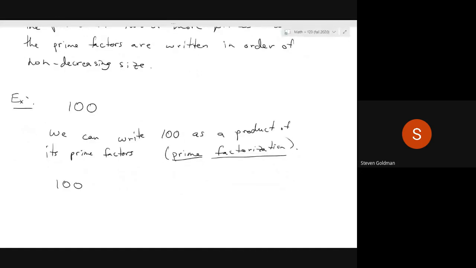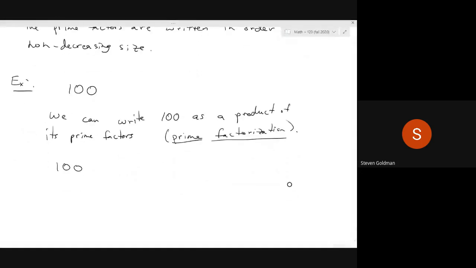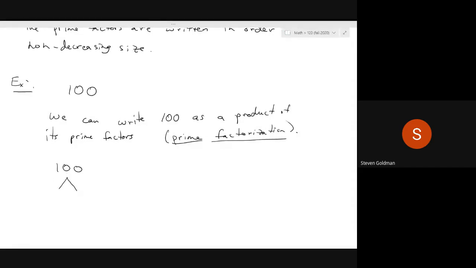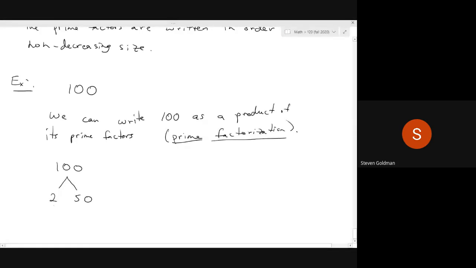One way to do that would be to use a factor tree. I don't know if anyone remembers ever using a factor tree before. The way a factor tree works is I think of two numbers that I can multiply to get 100. Give me two numbers that I can multiply to get 100. 2 and 50. Excellent. So 100 is 2 times 50. Now 2 is prime, so that's done. Anytime I get to a prime number, I stop. I go to the other branch.